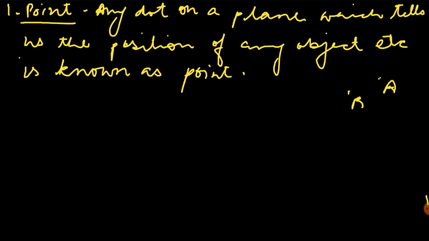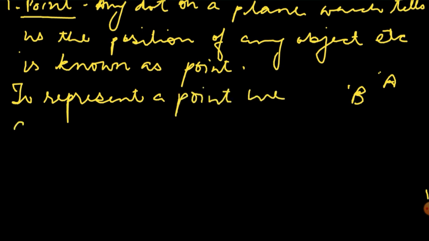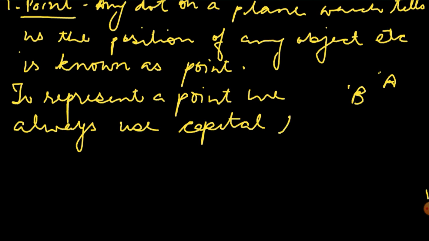It can be point B. So to represent a point, we always use capital letter. Now you see this point has no length, no breadth and no width. It is just a dot.